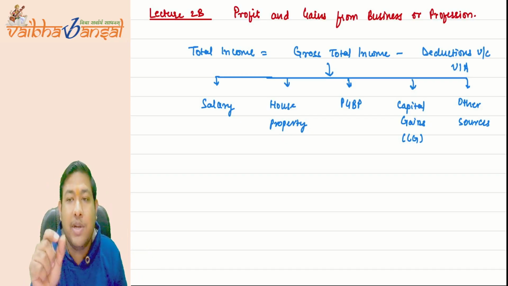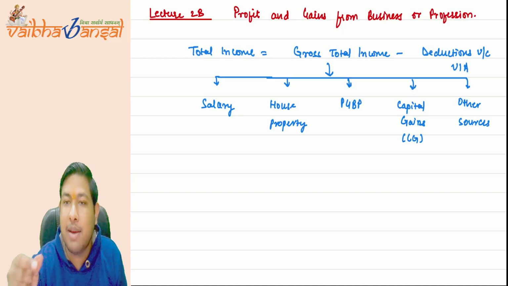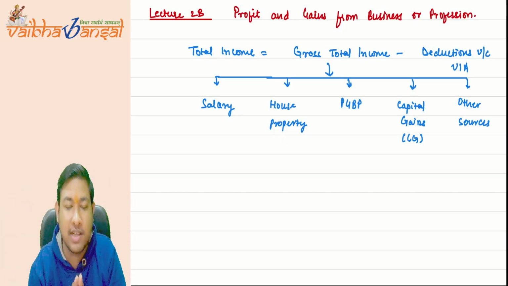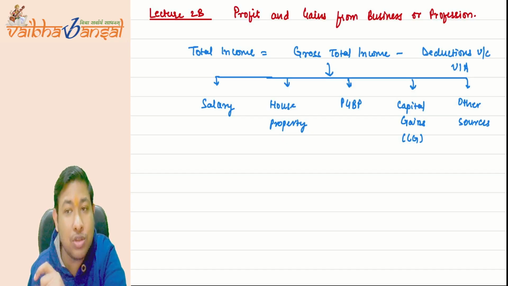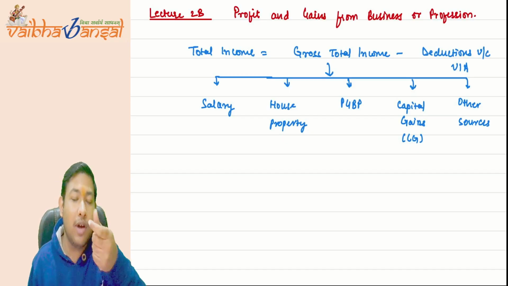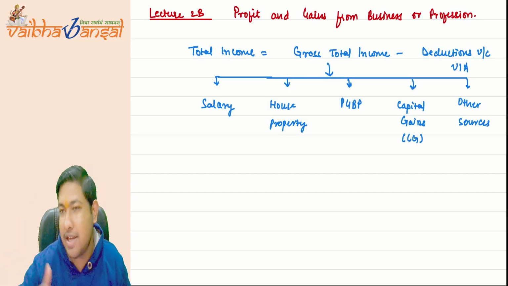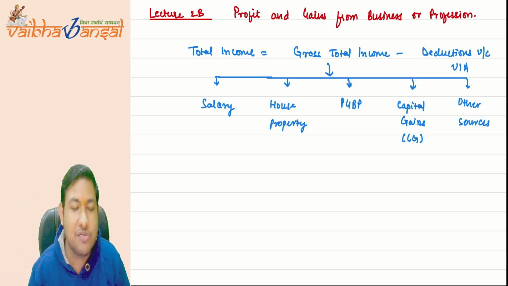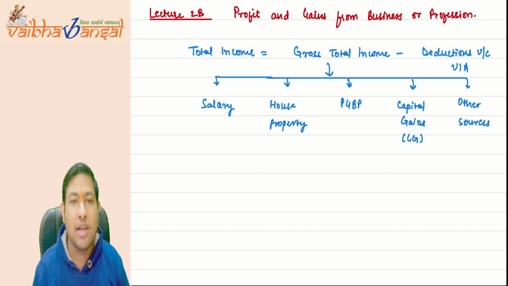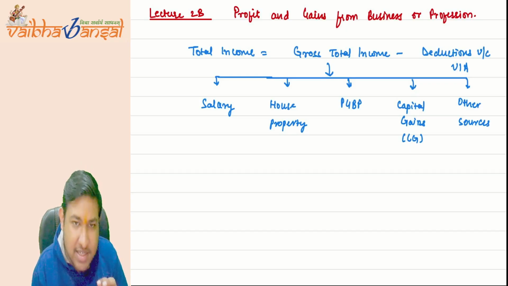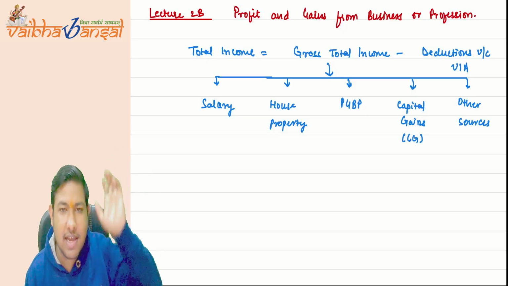If there is some capital asset and you transfer that capital asset, and on that transfer you earn any gain, that will be taxed under capital gains. And everything apart from these four heads will be taxable under which head? The other sources head.